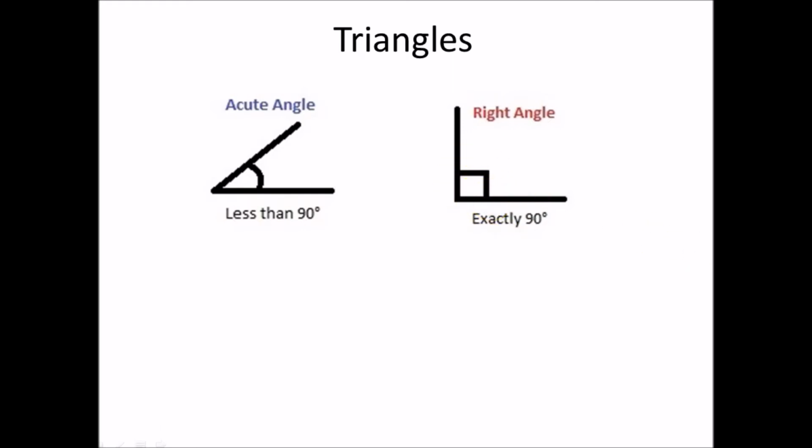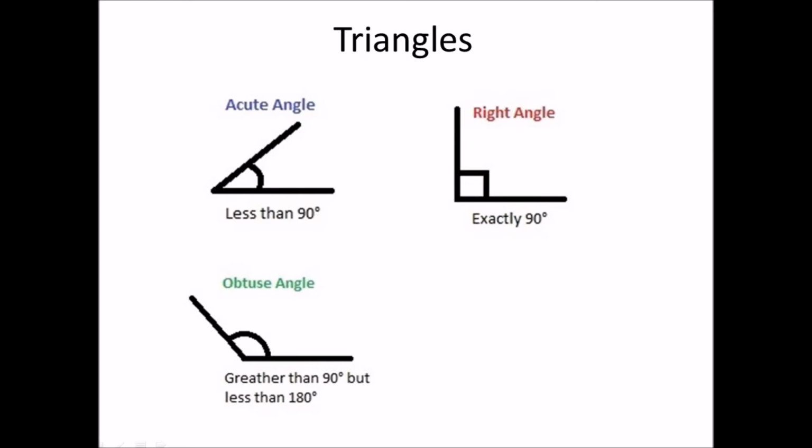We also have an obtuse angle. So as we saw, 120 degrees and 150 degrees are obtuse angles because, as the definition says on the bottom, it is greater than 90 degrees, but less than 180 degrees. And the last one is a straight angle, which we saw, which is exactly 180 degrees.